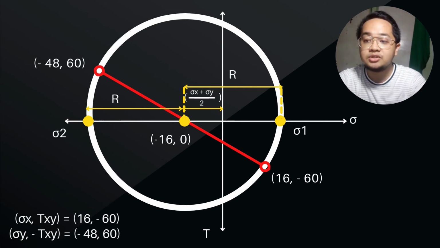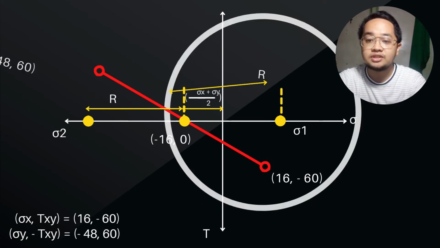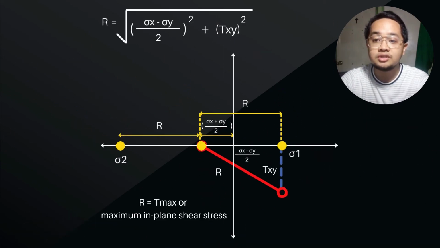We can get these values through adding and subtracting the radius r of our circle to the value of the x-coordinate of our center point, which is negative 16. The radius r of a Mohr's circle is also the maximum in-plane shearing stress. The center point is the average normal stress.